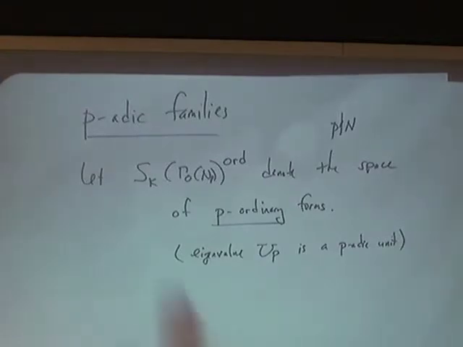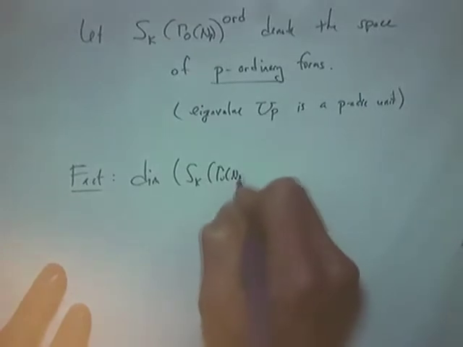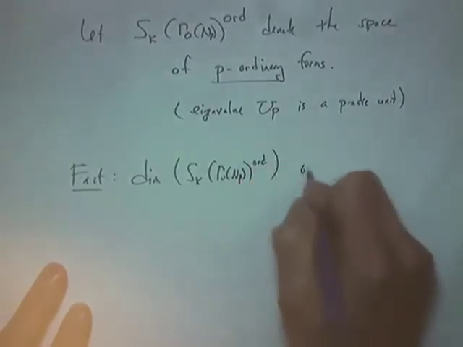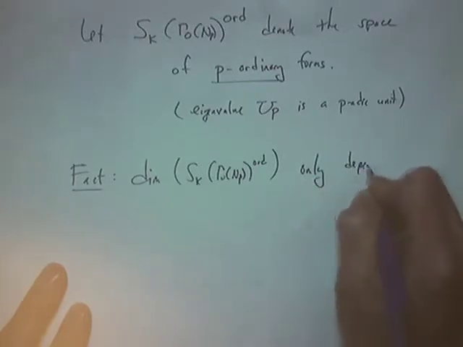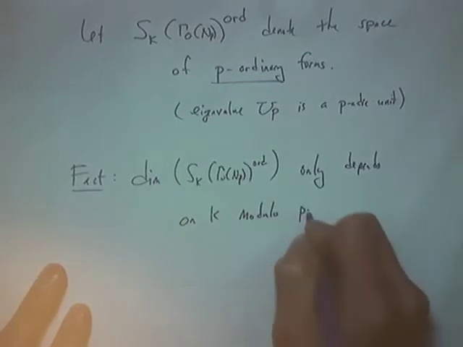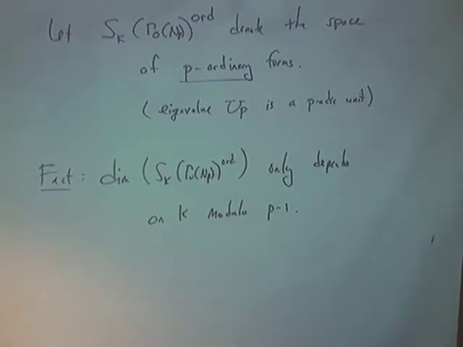So if I look at this space, here's the following amazing fact about it. The dimension of this space, the space of ordinary modular forms, only depends on k modulo p minus 1. So as I vary through all k's in a fixed residue class modulo p minus 1, that space has the same dimension.